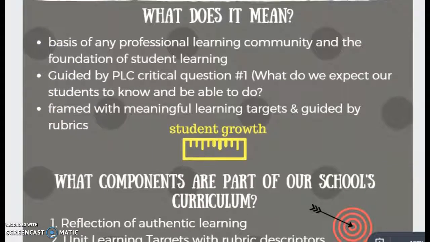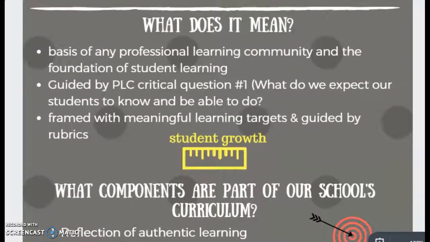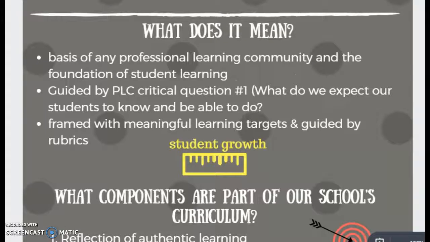The first thing I want to talk about is, what does that mean? What does guaranteed and viable mean? Last week in our staff meeting, we learned about our approach to professional learning communities, and that setup heavily relies on 4 critical questions. The very first one is, what do we expect our students to know and be able to do? That is, of course, curriculum. It's the basis of any professional learning community, but it's also the foundation of student learning.